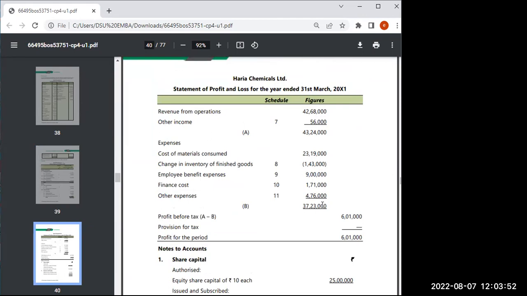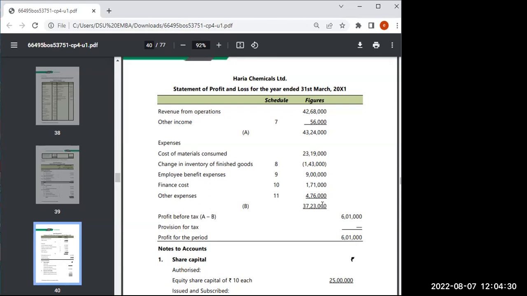After taking total expenditure, what should we do? You have to minus the total expenditure from total income. You will get the profit. The total income was 43,24,000. A is nothing but total income, B is nothing but total expenditure. So A minus B is equal to profit before tax.